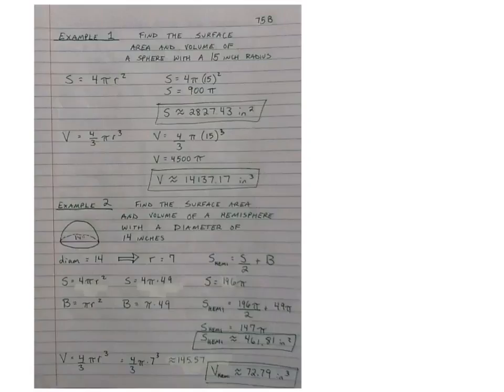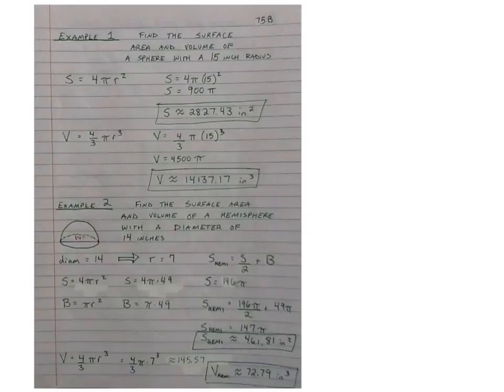The volume calculation is just a little more difficult. It's 4/3 pi r to the third. So we have 4/3 times pi times 15 to the third, and that equals 4,500 pi, or approximately 14,137.17 inches cubed. That's the most basic calculation.